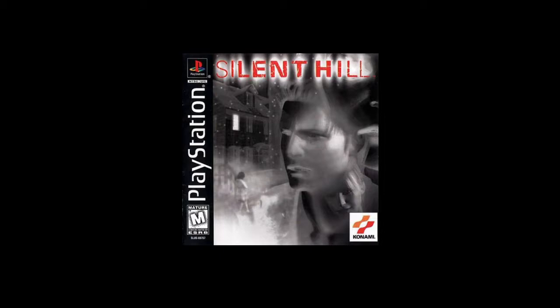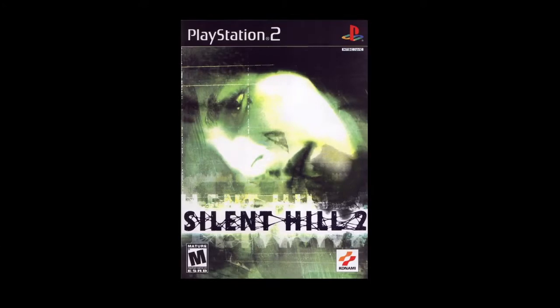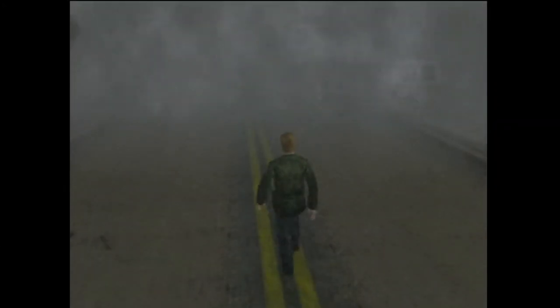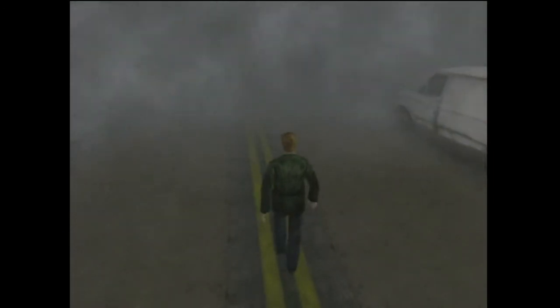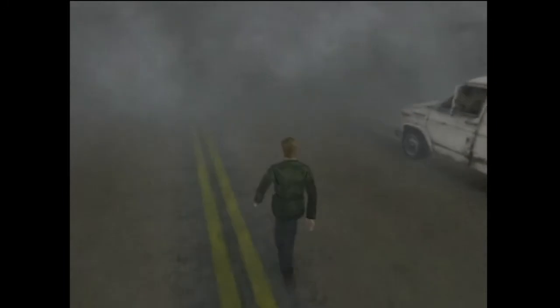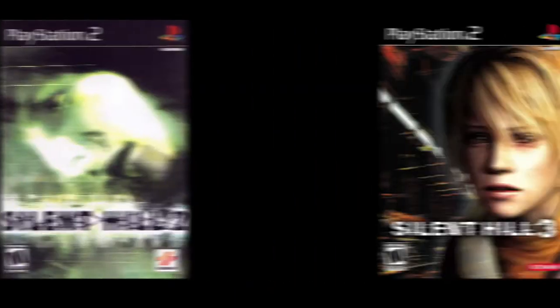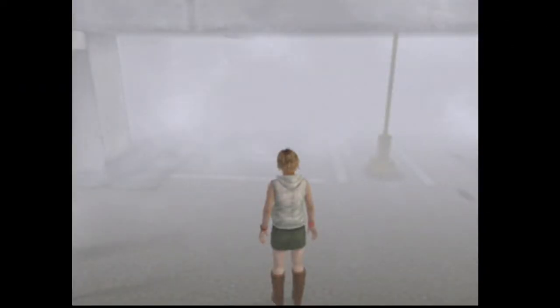Konami's Team Silent, who had developed the game, knew a good thing when they saw it, and so 2 years later, when they were given a chance to develop a sequel on the more powerful PlayStation 2 hardware, they stuck with the foggy visuals. In doing so, they affirmed what had previously been a technological necessity as a deliberate aesthetic choice. And then 2 years later, they did it again, offering up a town in Silent Hill 3 that was just as foggy, if not more so.